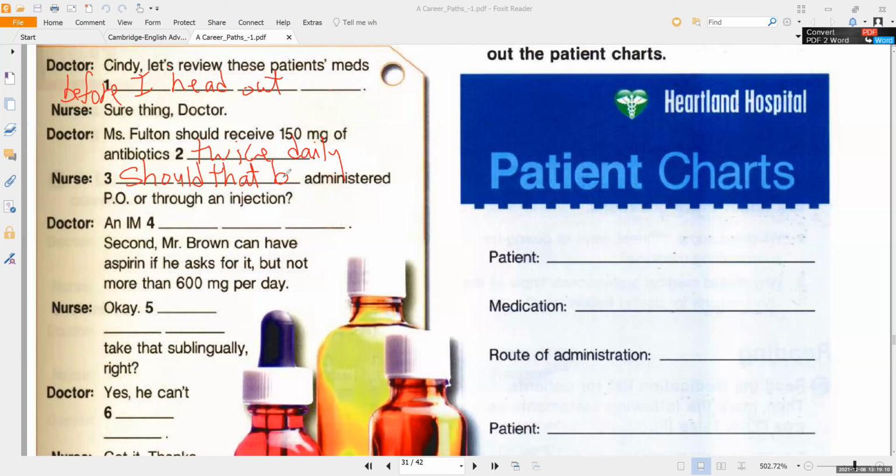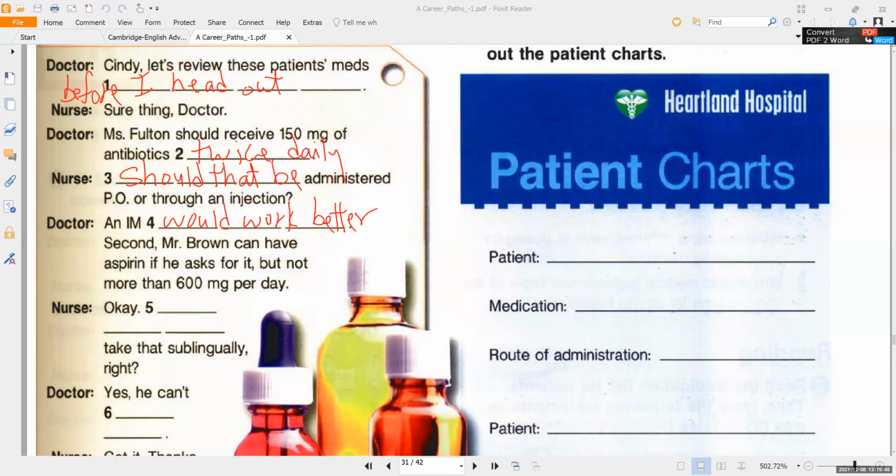Should that be administered PO or through an injection? An IM would work better. Second, Mr. Brown can have aspirin if he asks for it, but not more than 600 milligrams per day. Yes. So an IM would work better. Okay.